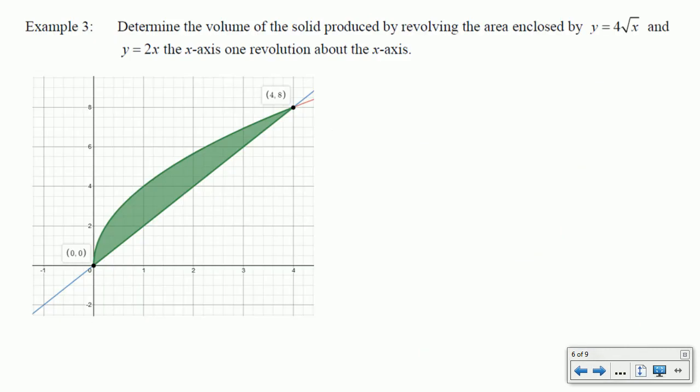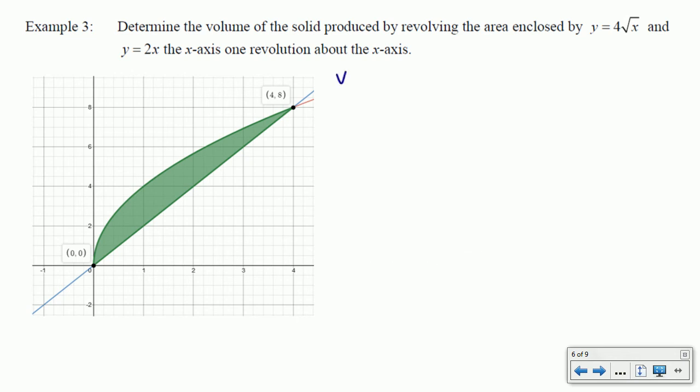In example number 3, we're looking to determine the volume of the solid produced by revolving the area enclosed by 4 root x and 2x about the x-axis. So if you rotated this shaded shape around the x-axis, you would end up with a tall round bowl on the outside with a sharp rim and a cone-shaped interior.